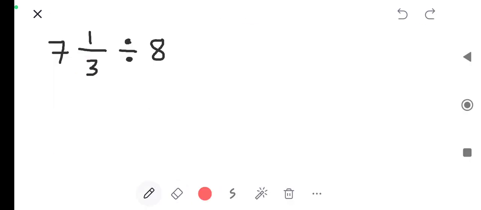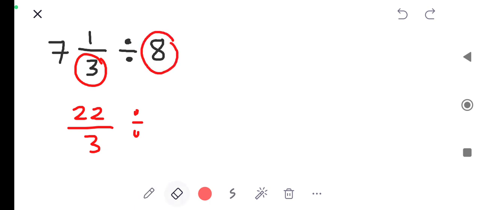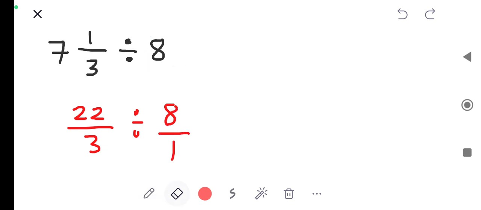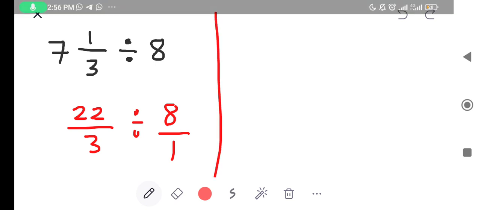Now as usual, you will write this mixed number as an improper fraction. So you do 3 times 7, which is 21. Then 21 plus this 1 on top, you have 22, over the denominator, which is 3. Then you write your division. Then this 8, you will write it as a fraction. 8 is the same as 8/1. Okay, now you write 22/3 again.